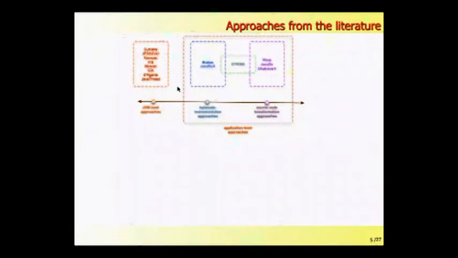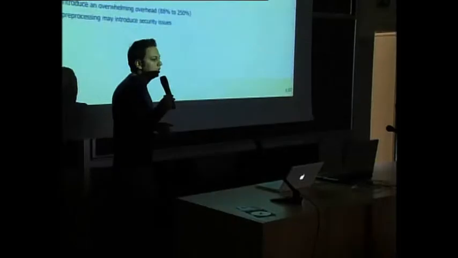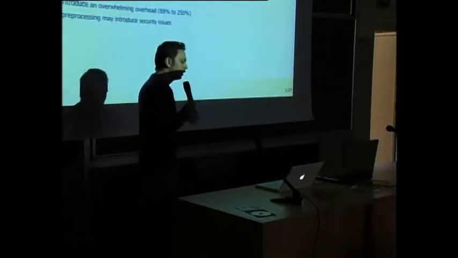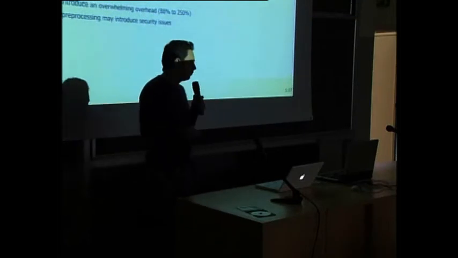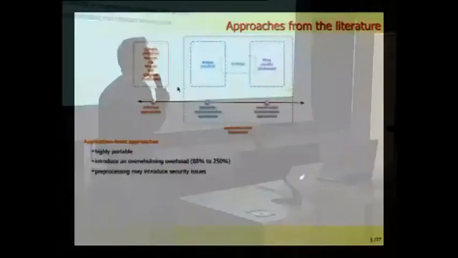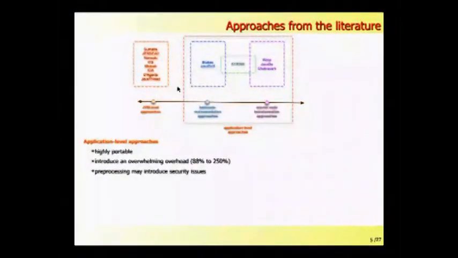The advantage of application level approaches is that they are portable. The disadvantage is that they are extremely slow. They introduce an overwhelming overhead that ranges from 88% to 250%. And preprocessing may introduce security risks because we add hidden instructions into the code. JVM level approaches instead are not portable among JVMs, and they are based on modified JVMs.